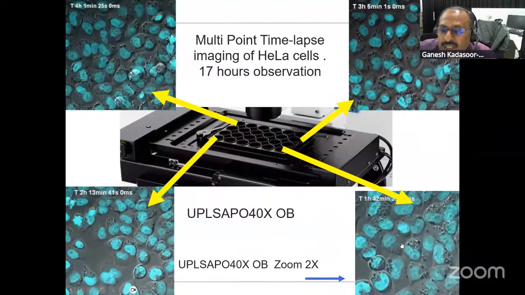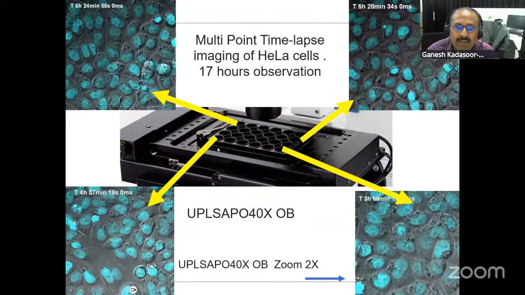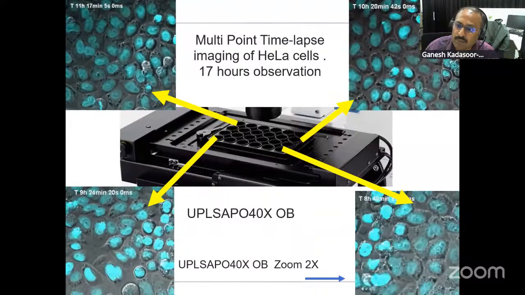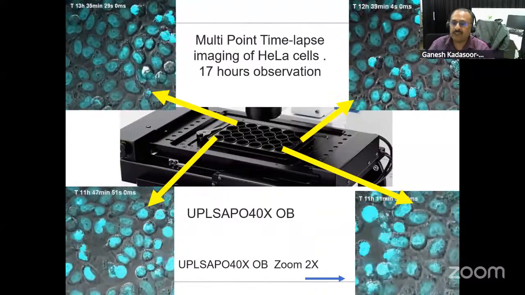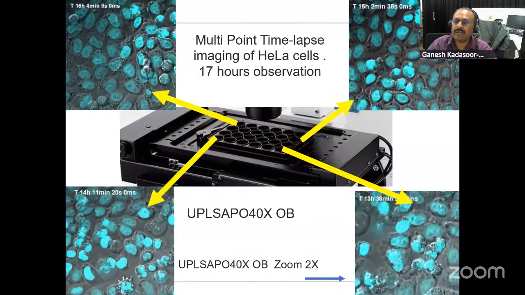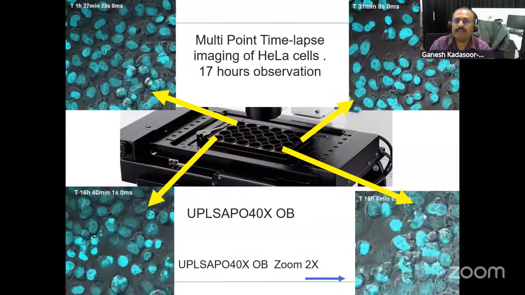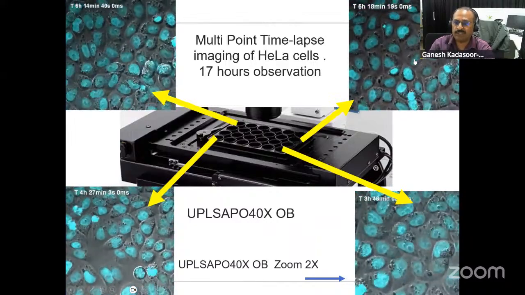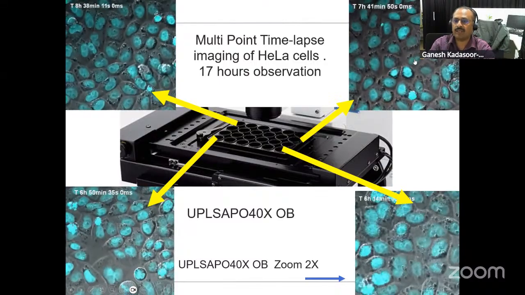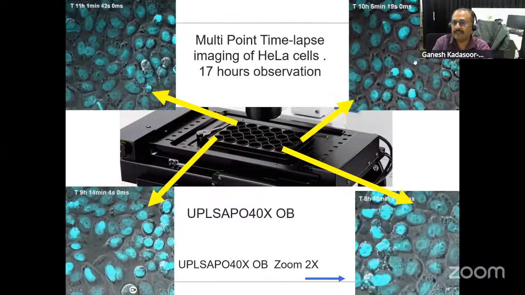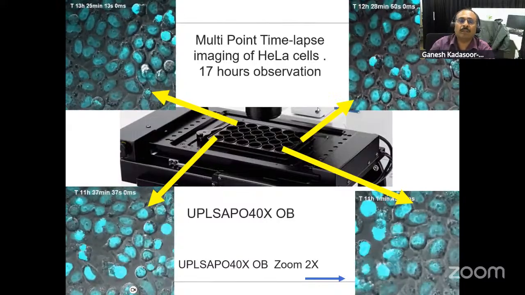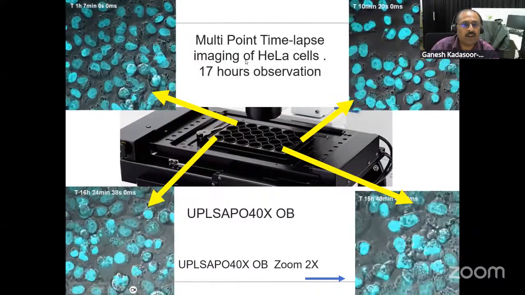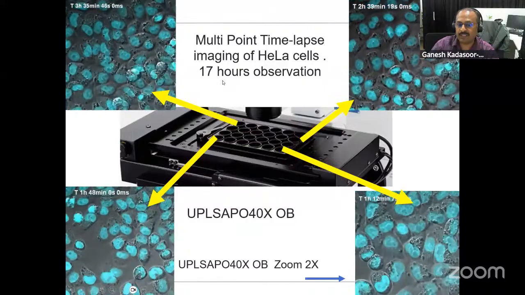You can image for 24 hours because this entire sample or the dish can be placed in a small incubator, and this incubator is placed on the microscope itself. Now you have actually generated a laboratory on top of your microscope. Now you are imaging, you can see the cells dividing. At any point of time, it allows you to add a drop of drug of a known concentration and then see its effect on these cells. So that's how you can perform live cell imaging. In this particular case, multi-point time-lapse imaging is done on HeLa cells for 17 hours of observation.